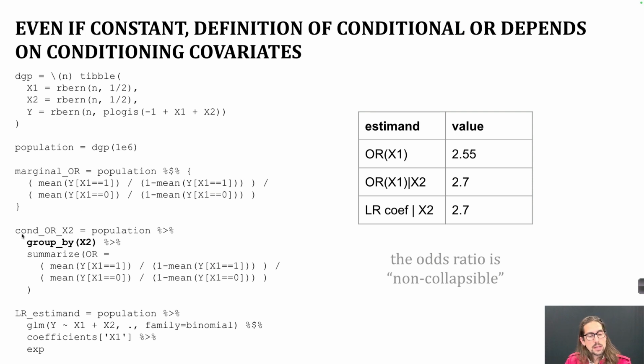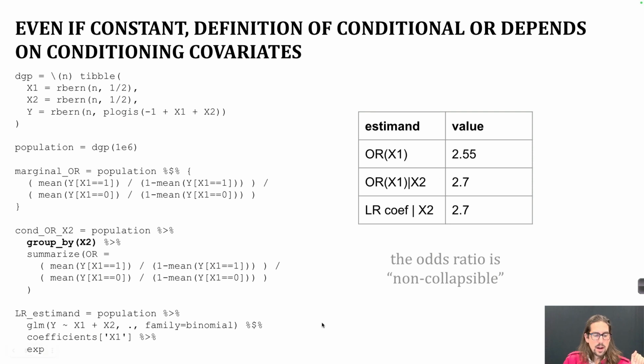Now here what I'm doing is getting the conditional odds ratio. So I've grouped first by the value of x2. So I've computed this odds ratio in the group of people for whom x2 is 1, and then also in the group of people for whom x2 equals 0. And so I'm actually going to get two numbers there, but they're both going to be the same number, and that's what I have here.